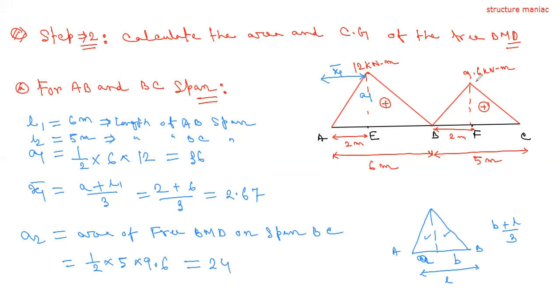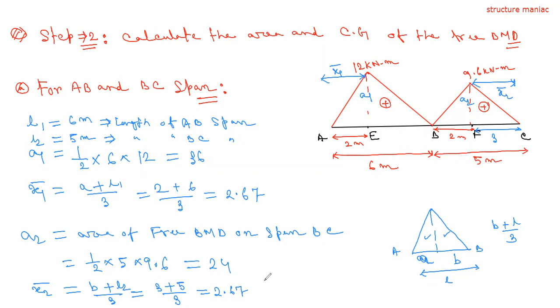And now we need to calculate the x2 bar. What is x2 bar? That is the CG of this A2 from C. So what will be the value of x2 bar here? B plus L by 3, better write down B plus L2 by 3. What is the value of B here? 5 minus 2, that is equal to 3. So 3 plus 5 by 3, and that comes as again 2.67. Let me check again. 8 divided by 3.